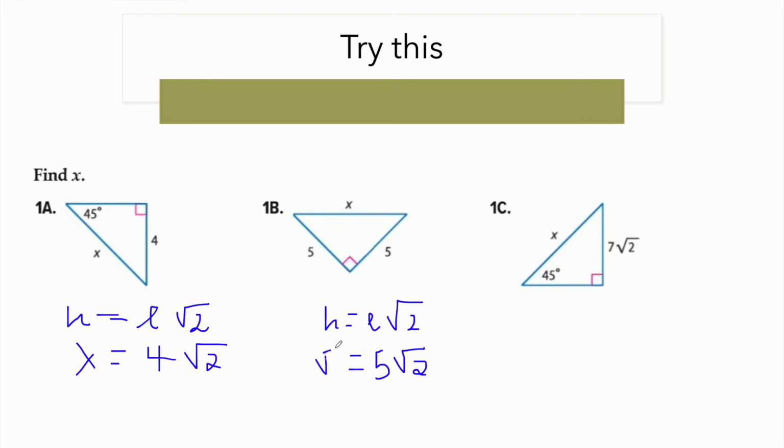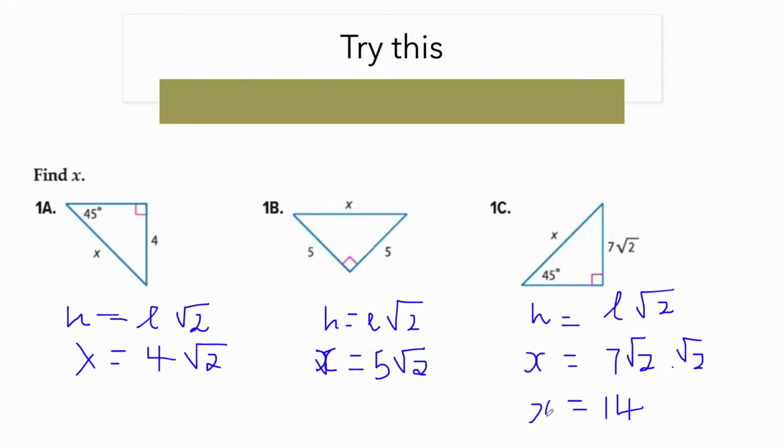Very, very simple. Now let's come to the last example. H equal to length root 2. What is our length? Our length is 7 root 2 multiplied by root 2. Root 2 multiplied by root 2 is going to give you 2. 7 times 2 is 14. So our X in this case, this is X, sorry about this. I'm just excited to get to the answer. So here we go.